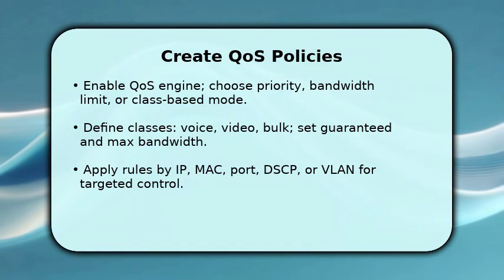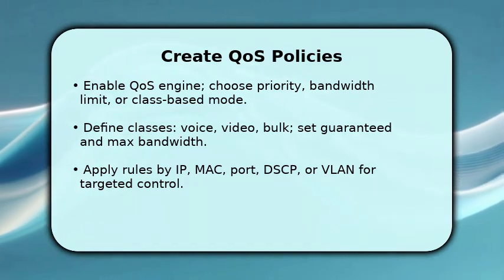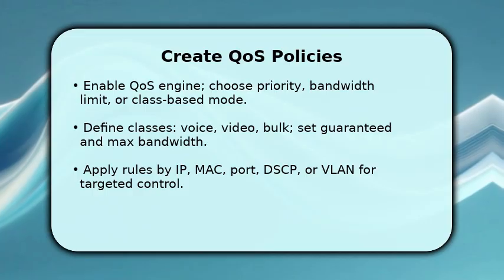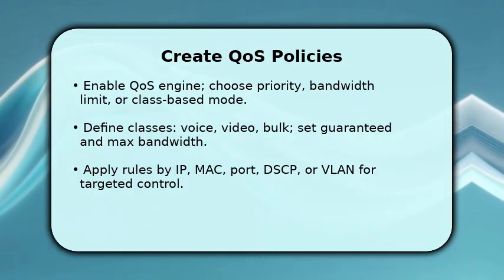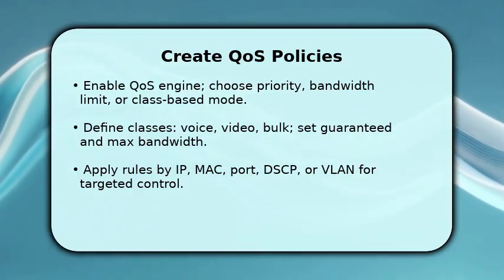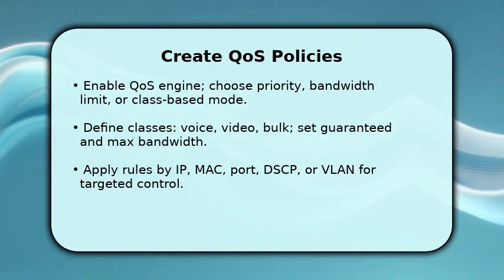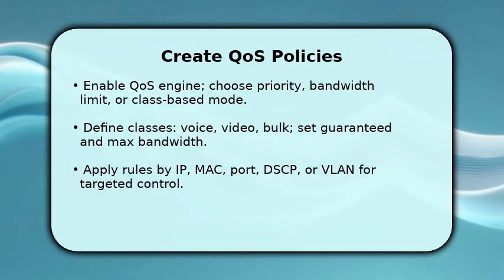Now you configure the CoS policies. Enable the CoS engine and select class-based or priority queuing depending on router capability. Class-based is more precise. Create classes such as voice, video, and bulk, assigning guaranteed and maximum bandwidth values to each so critical traffic stays responsive.